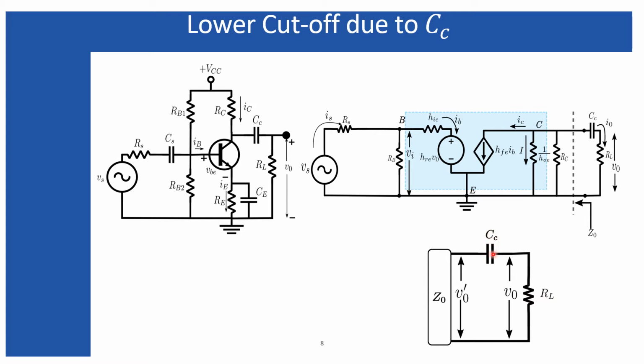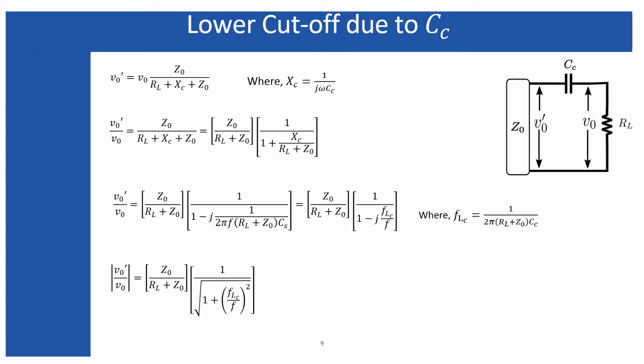So from this diagram, comparing with the diagram I discussed in my earlier slide for Cs, I can easily tell you that the lower cutoff frequency due to this Cc is going to be defined using Zo and RL in series. Let's see. This part of the analysis for Cc will be similar to the second part of the analysis I followed for the Cs case.